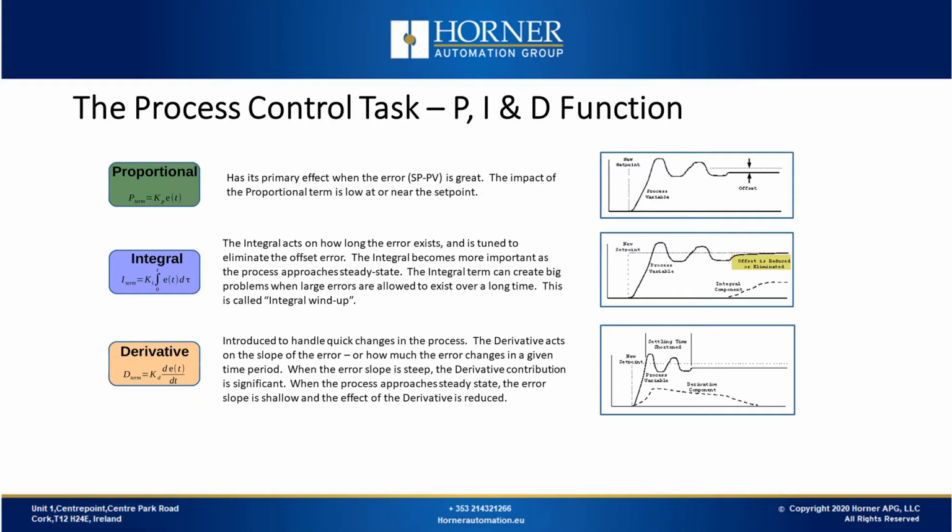The proportional part of the equation has its biggest impact when the error difference is great. For example, I turned on that pizza oven and my temperature was 30. I wanted 400. That error term that appeared when I turned the oven on impacted the proportional term. The integral term acts on how long the error exists. We adjust that integral term enough so that we eliminate any offset error.